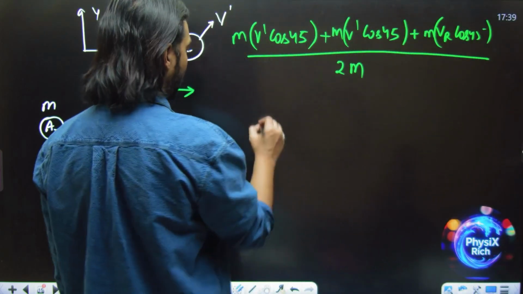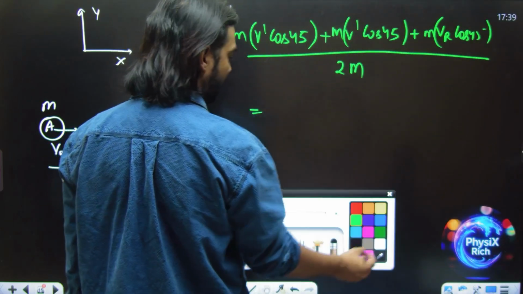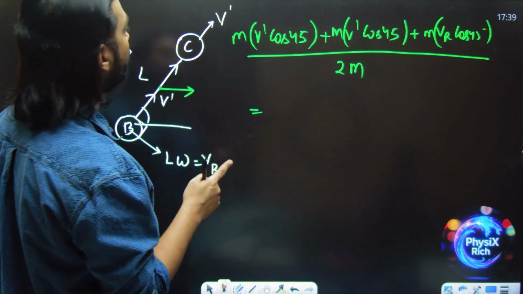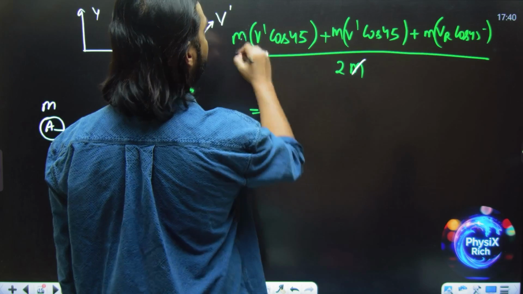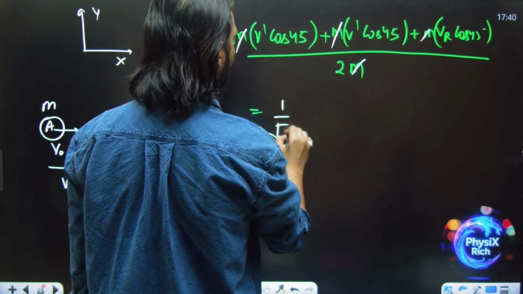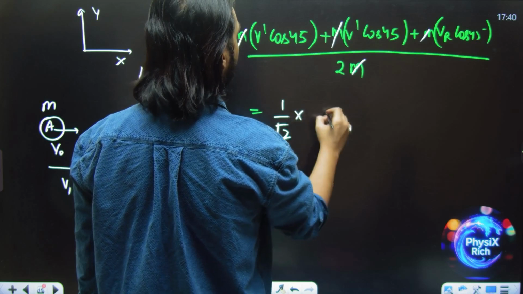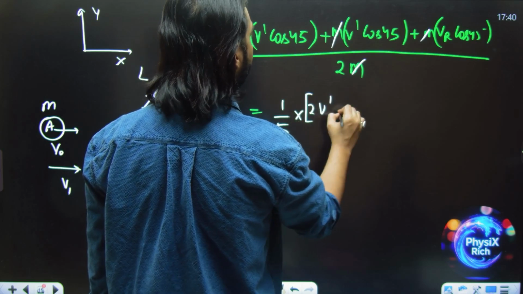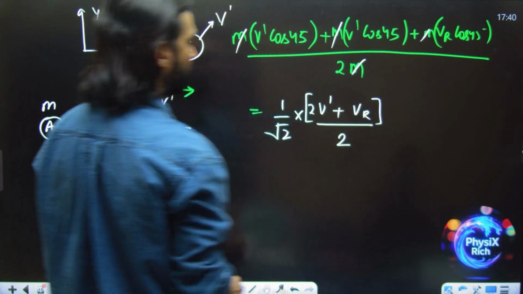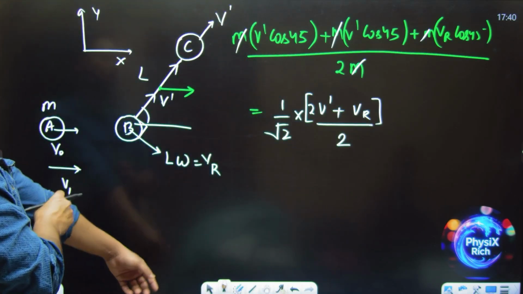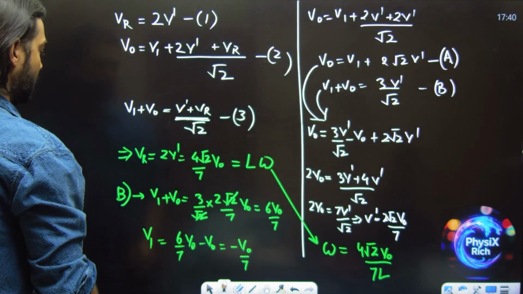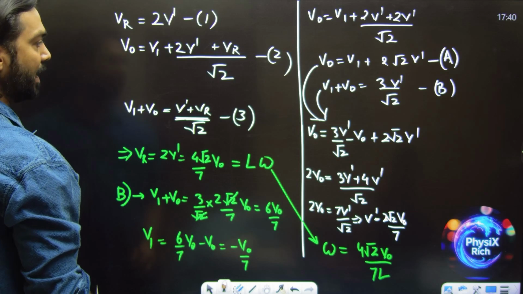So if you solve for it, putting the values of v dash and vr, what will we get? First of all, we can cancel all of the m. Cos 45, 1 upon root 2, can be taken out to be common. We have 2v dash plus vr upon 2. That's what we have found from here. Do we have the values of v dash and vr? Yes, we have v dash and vr.